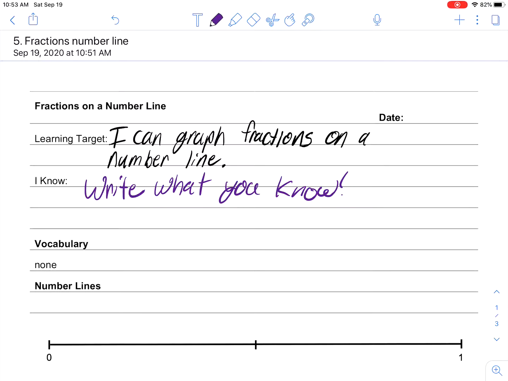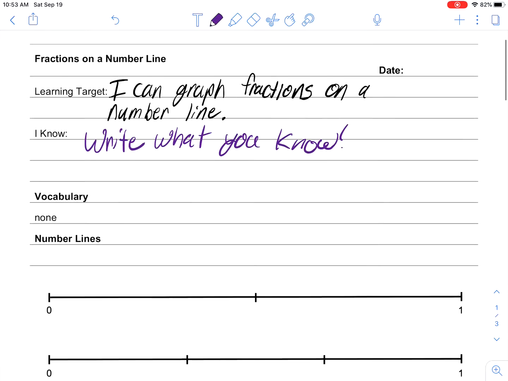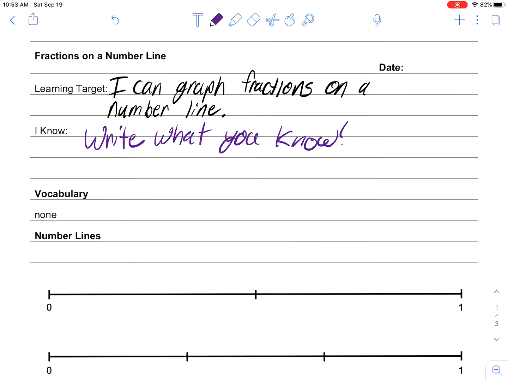Today's video is about graphing fractions on a number line. Last time we did decimals, and so this time we are doing fractions on a number line, which is pretty similar. So please start, hopefully you have your notes sheet out in front of you. Please start by writing down our learning target. Our learning target today is I can graph fractions on a number line.